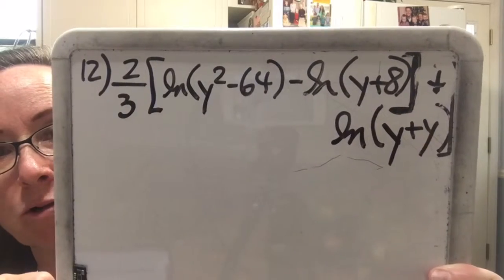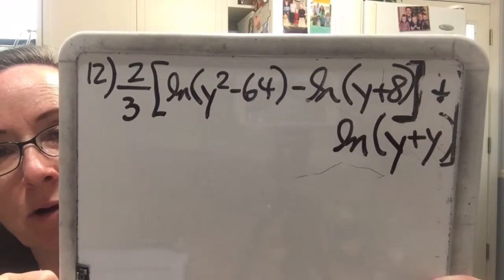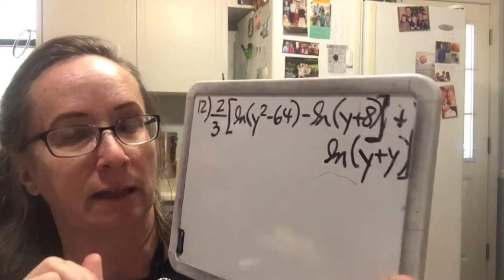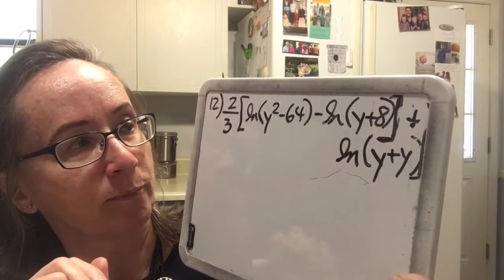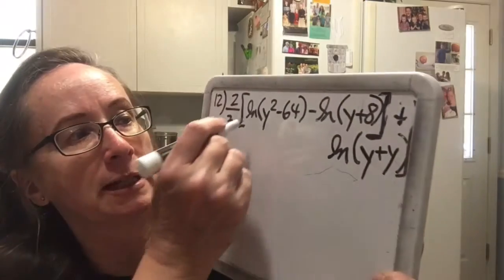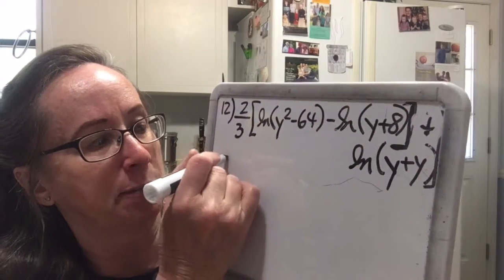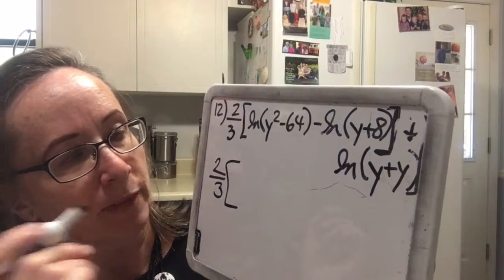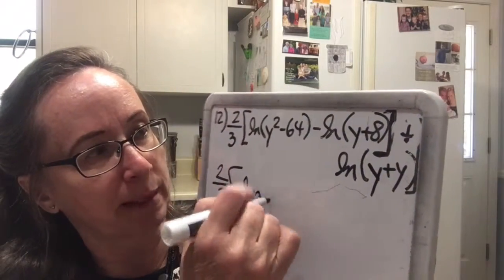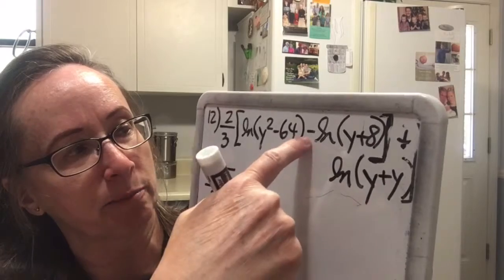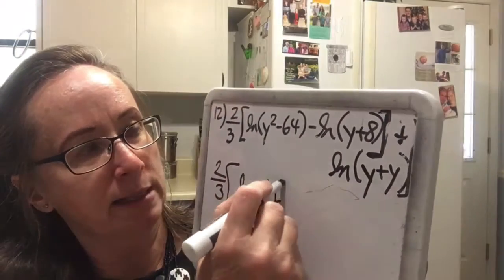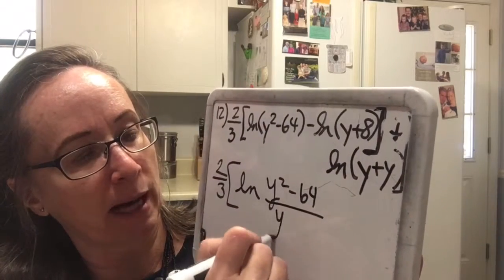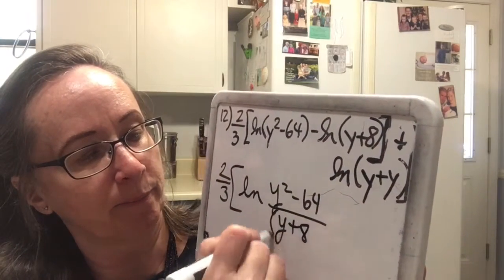backwards of the quotient rule, because the quotient rule says that they separate into the difference. So now I'm going backwards on that. So I'm going to take this inside. I'm going to keep the 2/3 outside right now. I'm not going to mess with that. And then I'm going to get the natural log because they're both natural logs, and since there's a minus, it's going to be y squared minus 64 on the top divided by y plus 8 on the bottom.